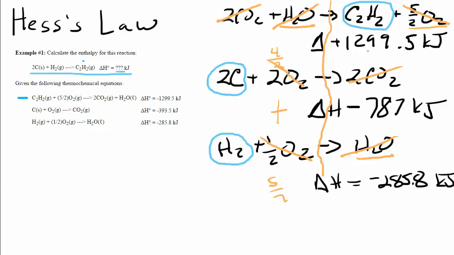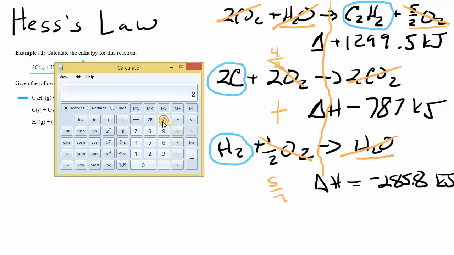So now all that's left is that, just like we had to add the reactions together, we're just going to add the delta H's together. So let me pull up my calculator again. Bam, I'm going to clear this out. So I've got, what do I have? 1299.5, and then we're going to add to that 787, and that's negative, which is super duper important that we get the sign right.